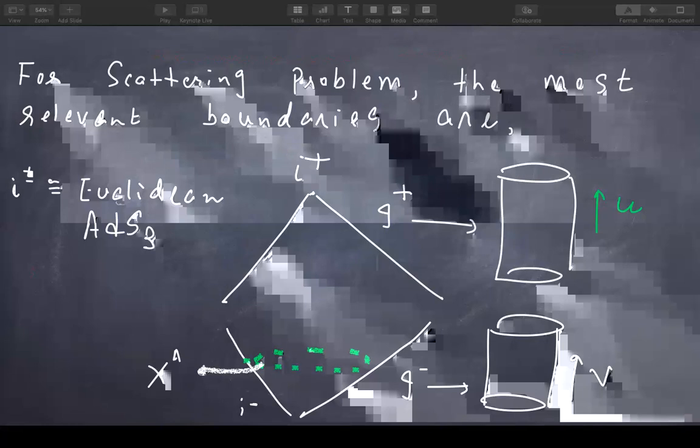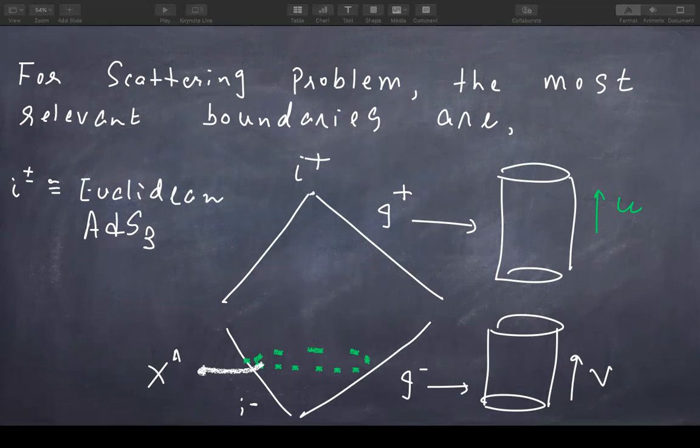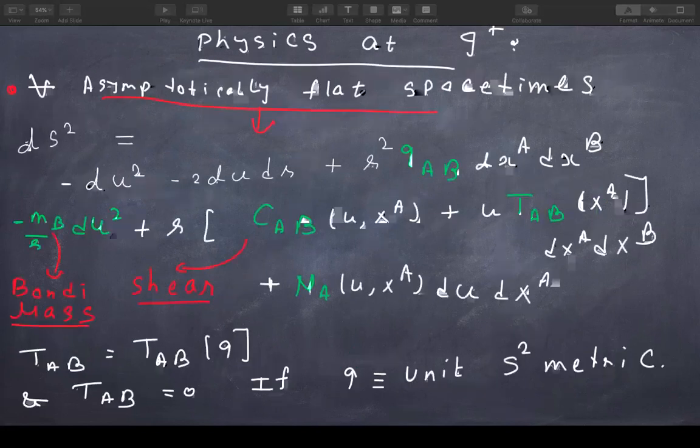And as I'm sure everyone knows here, these past and future null infinities are cylinders with coordinates usually parameterized by u and v, and there are different compactifications for time-like infinity, but the one that is useful for scattering is if you blow up time-like infinity into a Euclidean AdS, which turns out to be useful for studies of asymptotic symmetry. But anyway, first let's look at the physics at null infinity, or more specifically at Scri plus.